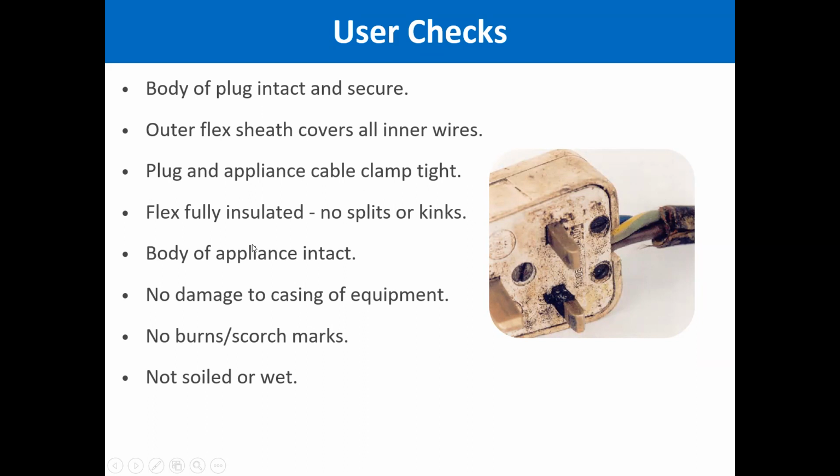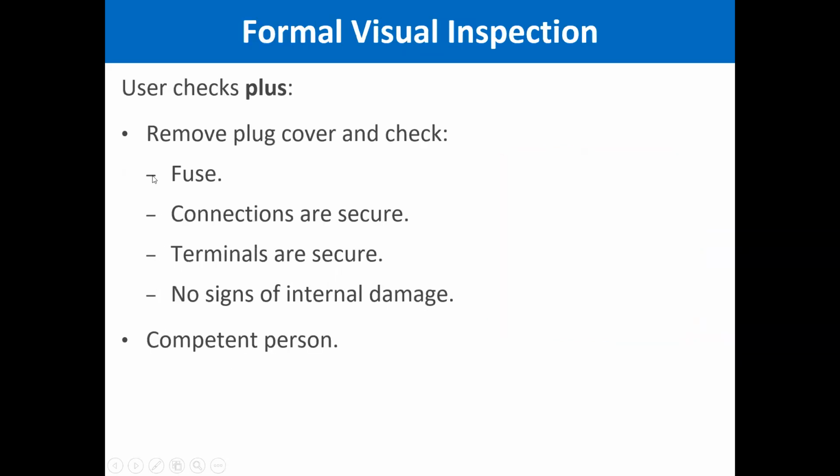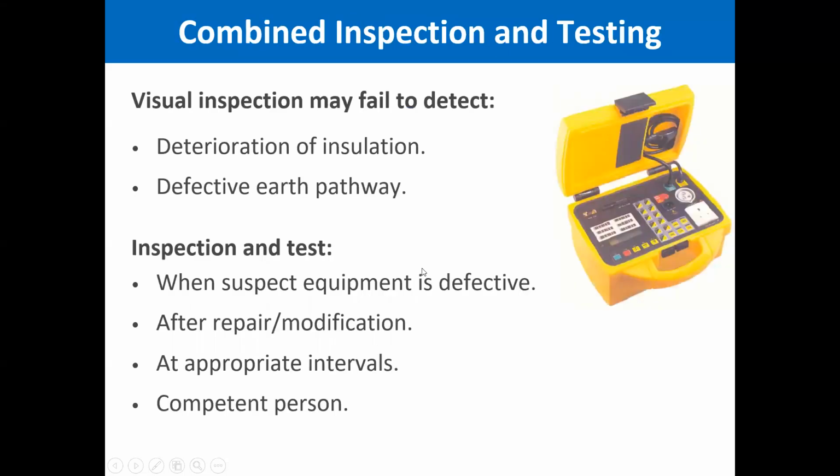You should check whether the clamp is tight or not. The flex should be fully insulated. There should be no splits or kinks. The body of the appliance should be intact. No damage to the casing of the equipment. No burns or scorch marks should be there, and it should not be soiled or wet. Okay, user checks. You should also check the fuse, that the connections and terminals are secure, and that there are no signs of internal damage, and it should be done by a competent person.